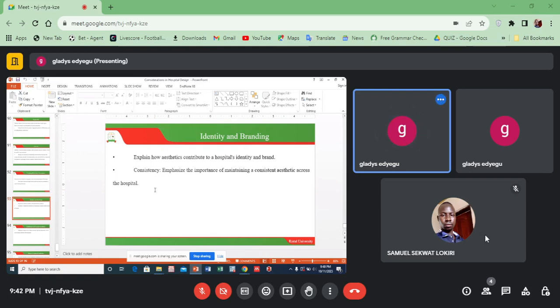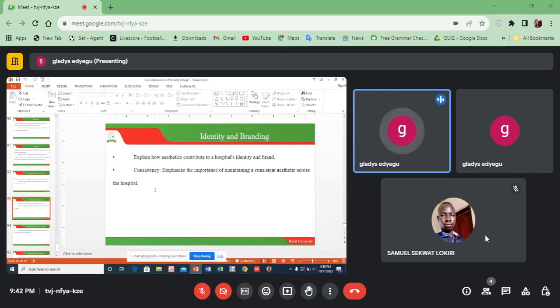You can design the signpost which contains maybe the name of the hospital and its relation to your identity. And the branding can be the name, it can be the design in any way that can show that this is such a hospital, or these are the kind of services offered in that hospital space. So identity and branding is very key. So this explains how aesthetics contributes to a hospital's identity and branding.